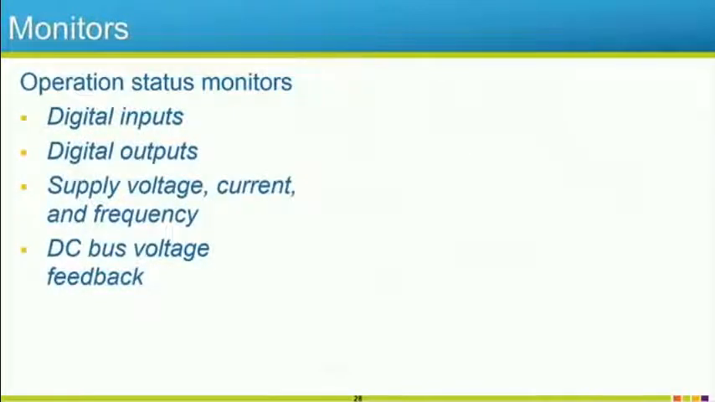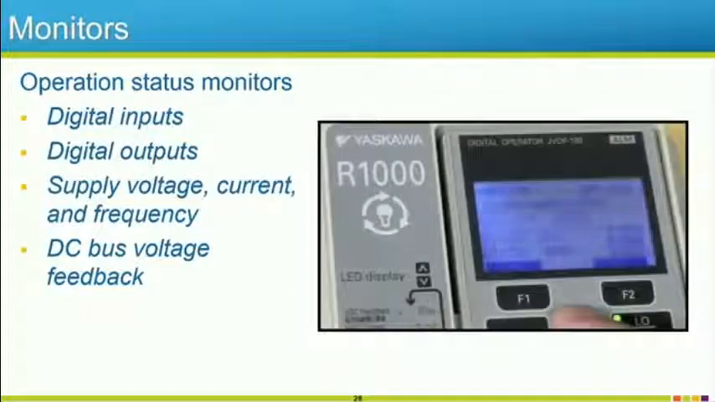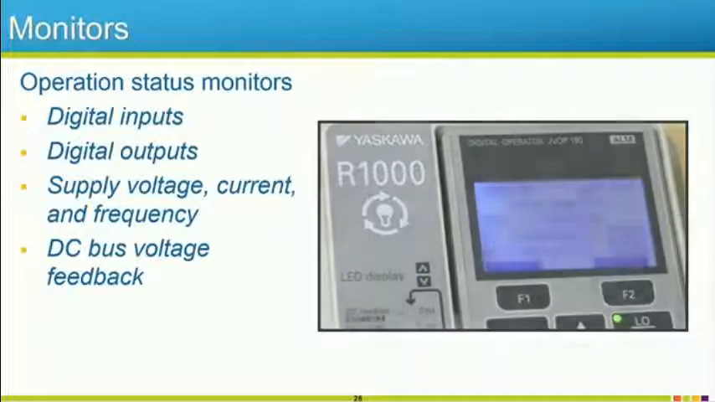The R1000 features a monitor menu. This menu contains a wealth of monitors to make operation and troubleshooting easy. There are a number of basic operation status monitors, which include input and output terminal status. Since the R1000 is a regenerative unit, there are many critical monitors for power supply voltage, current, and frequency levels. Also, DC bus voltage feedback can be monitored.